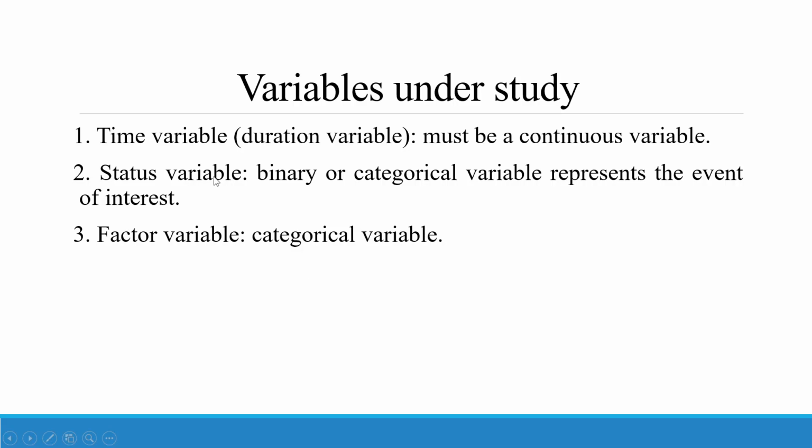Variables under study: time variable, that is duration. It must be a continuous variable. Status variable, a binary or categorical variable, represents the event of interest. 1 is for the event, 0 is for censored. Factor variable, a categorical variable.